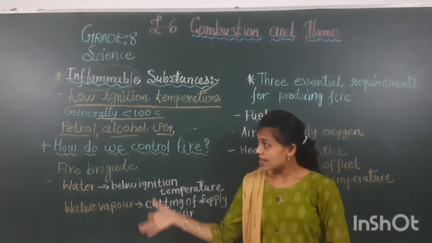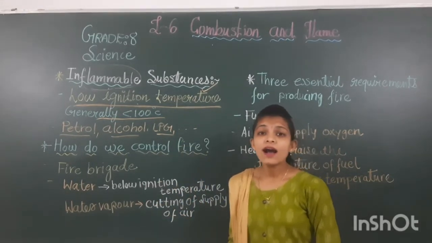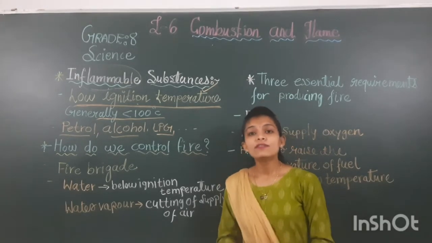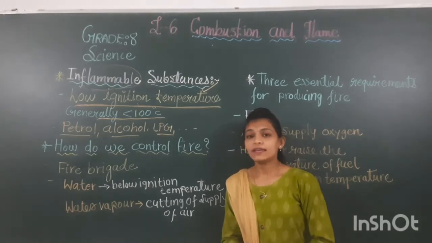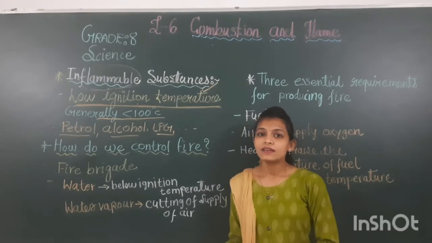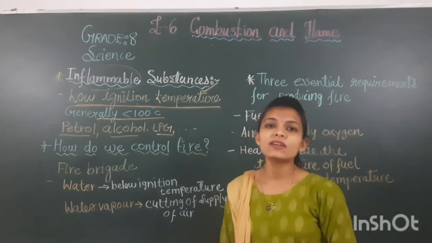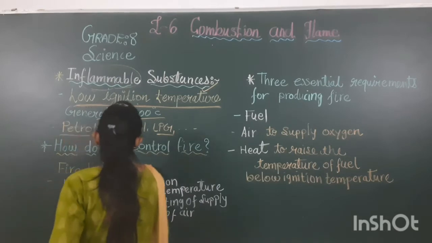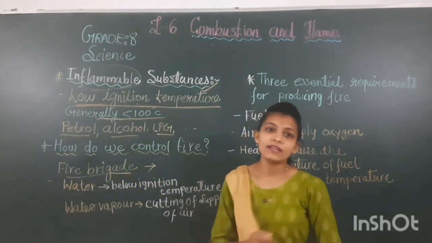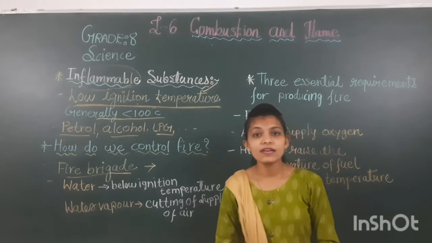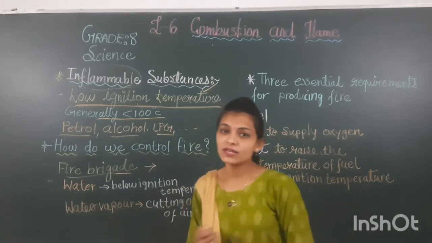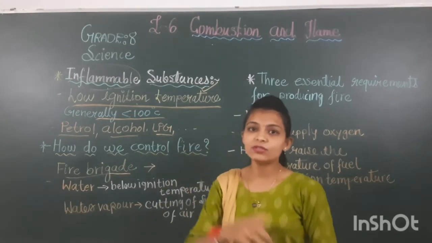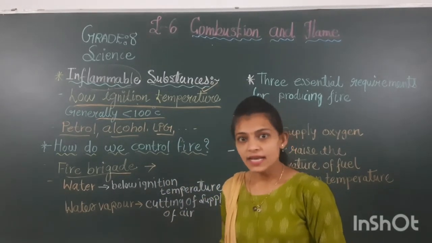Now move towards the next topic. The next topic is how do we control the fire? How will we control the fire? The simple answer is, even any little child can do it: we can call the fire brigade. First of all, you should know the number of the fire brigade, and only then can you call them. The number is 101. If you call 101, the fire brigade will come to your place where the fire has arisen.